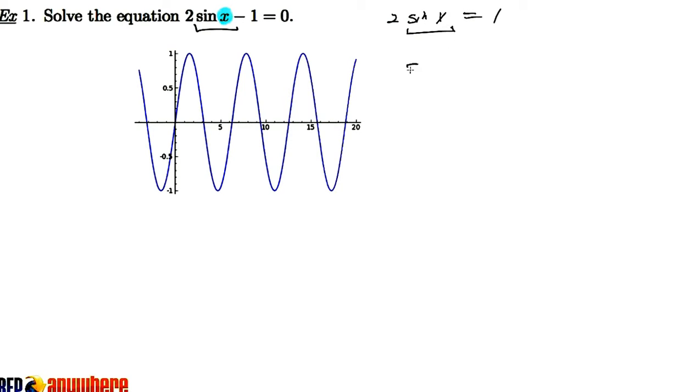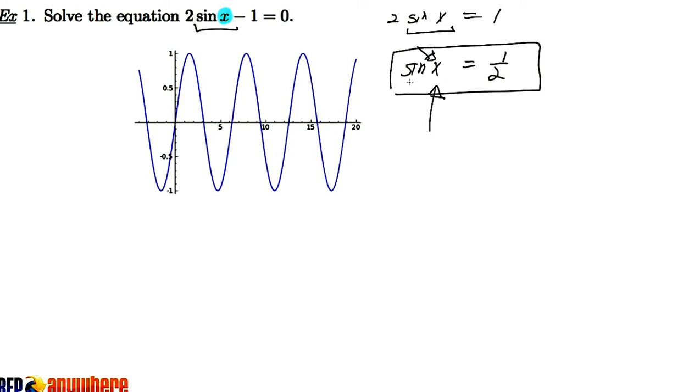So first of all, it will be 2 sine of x is equal to 1. And then to finally isolate sine of x, we just have to divide both sides by 2 and we get half. Now, whenever you get a trig equation, you first want to isolate the trig before you try to find out the value of x itself.